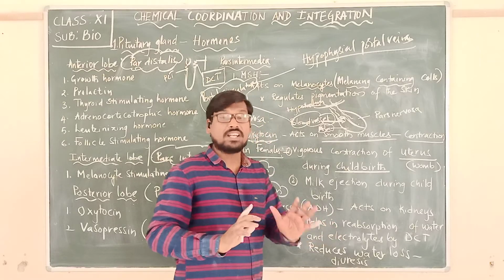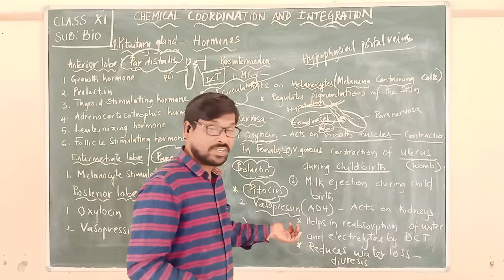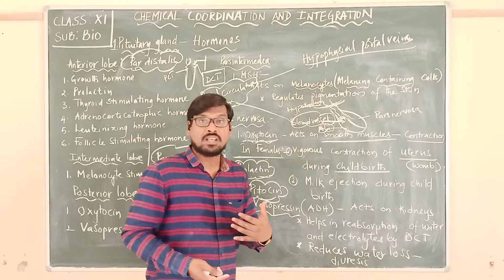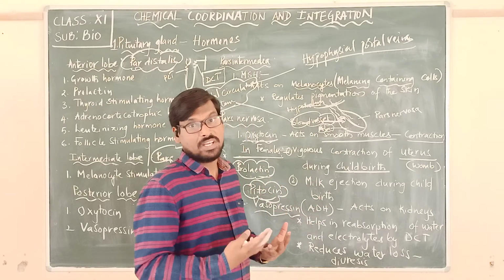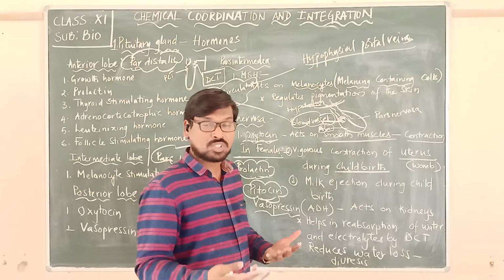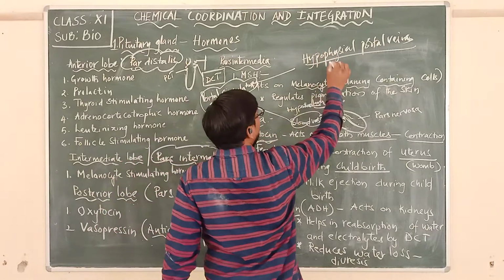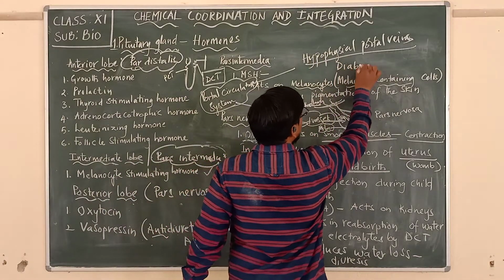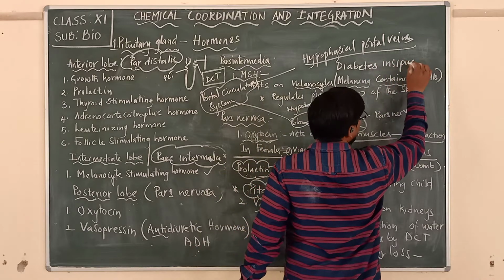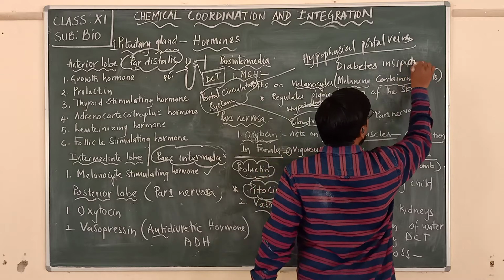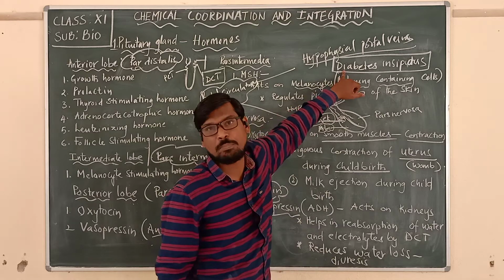Now the point is that if this particular hormone, vasopressin, ADH, is not produced in sufficient quantity, it will affect the functioning of kidneys, which means that particular individual may be losing more water from his body in the form of urine. So it affects the functioning of the kidneys, leading to one disease which I am writing here called diabetes insipidus. Please remember this. Diabetes insipidus is the disorder.